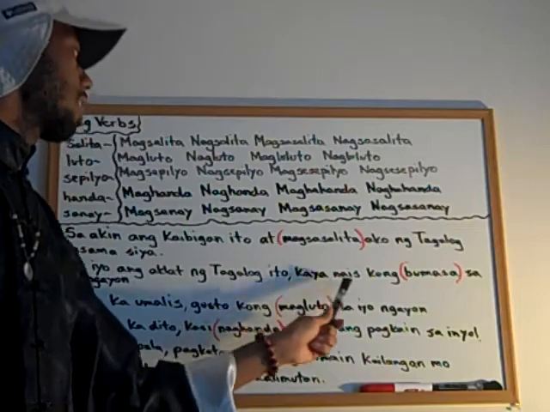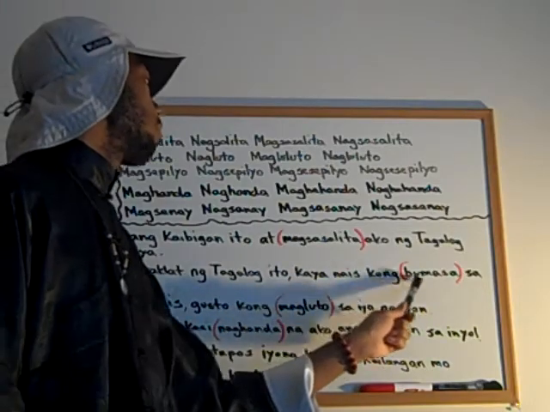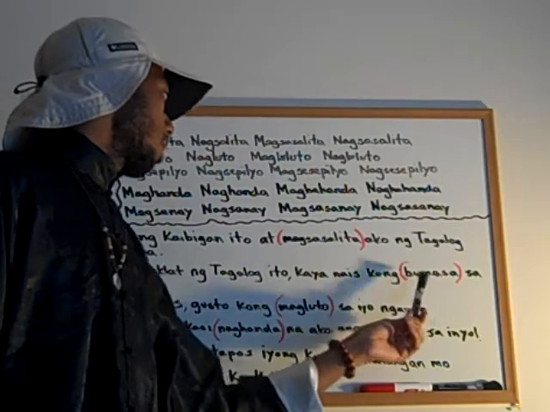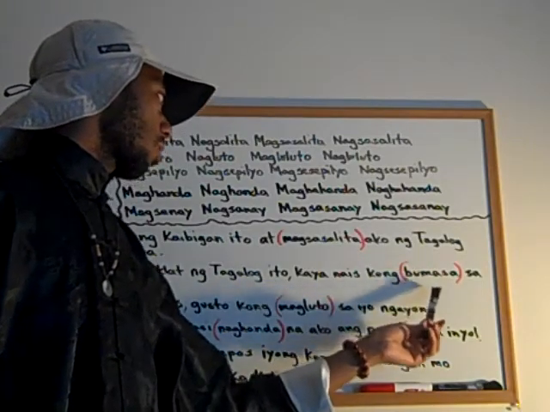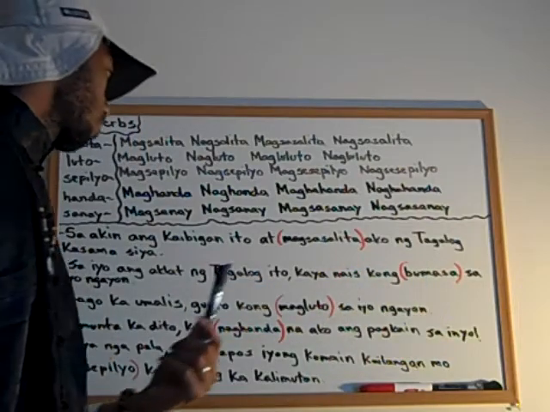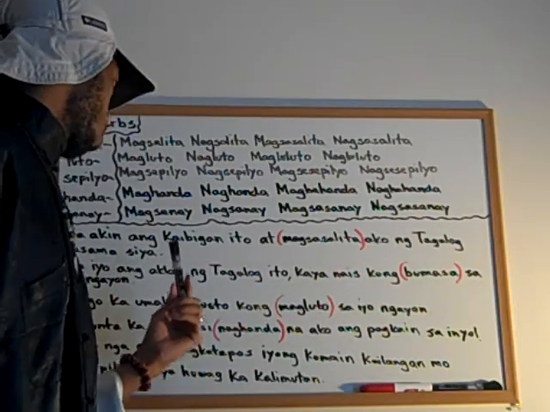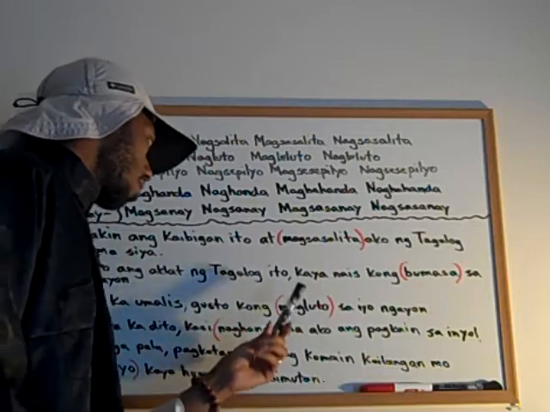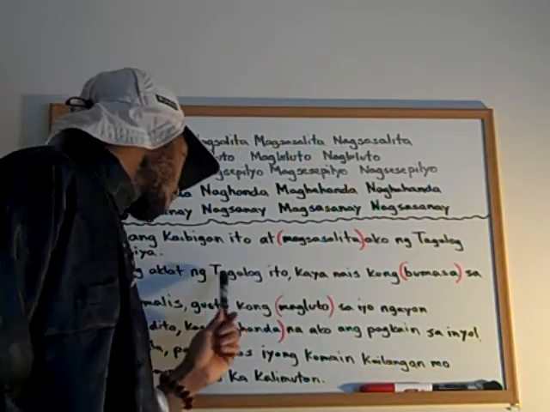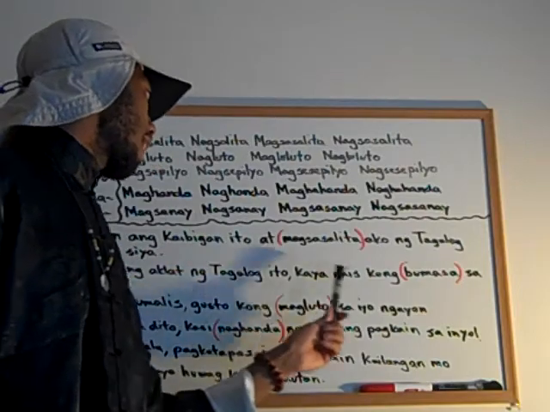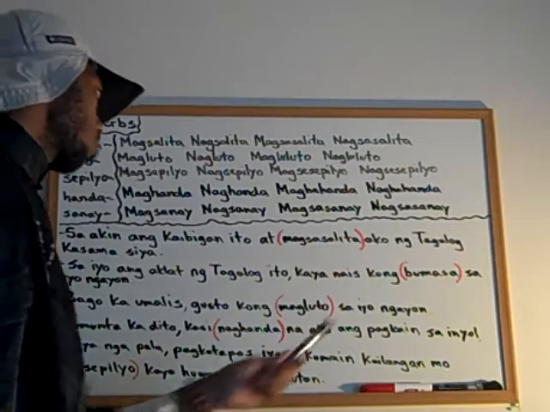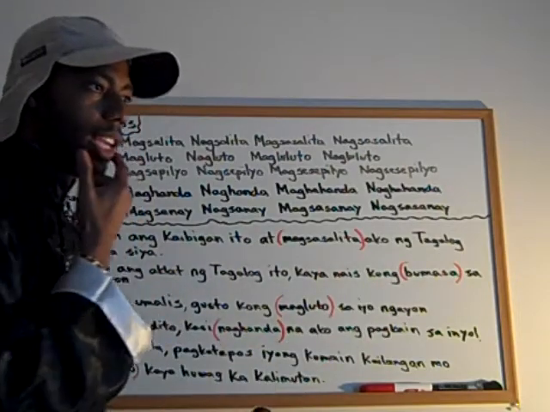Kaya, therefore, nais kong, I want, bumasa. Now, I didn't really mean to use a verb, but hey, bumasa means to read. Okay? So, I want to read to you now. This is your Tagalog book. Therefore, I want to read to you now. Sa iyo ang aklat ng Tagalog ito, kaya nais kong bumasa sa iyo ngayon. Okay, so bumasa is the infinitive of to read.